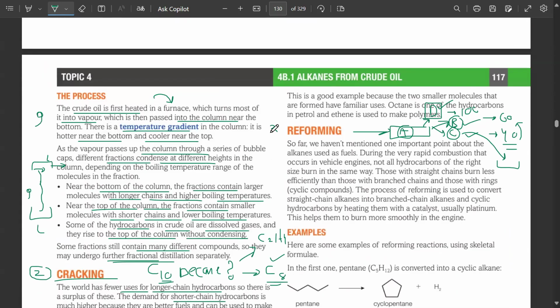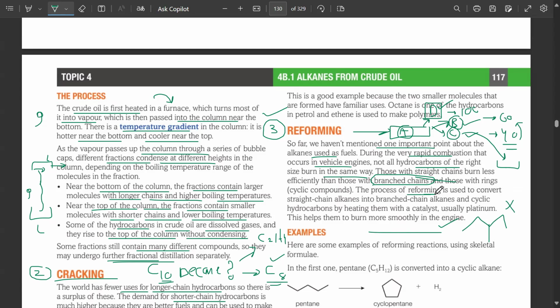Reforming is the third method where we produce alkanes. Now, this is something new in A levels. So far, we haven't mentioned one important point about the alkanes used as fuels. During the very rapid combustion that occurs in vehicle engines, not all hydrocarbons of the right size burn in the same way. Those with straight chains burn less efficiently, but those with branched chains burn differently as well. Straight chain ones are more efficient rather than the branched ones. Okay? Branched ones aren't that efficient.